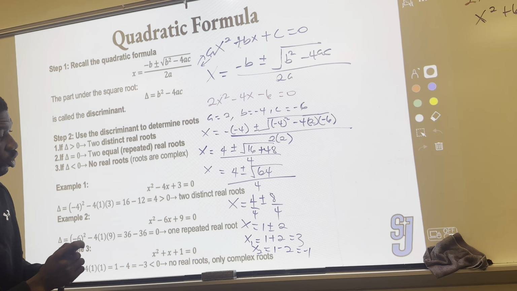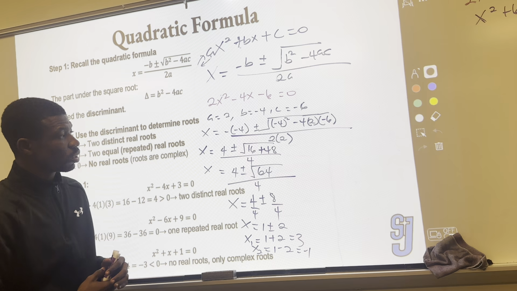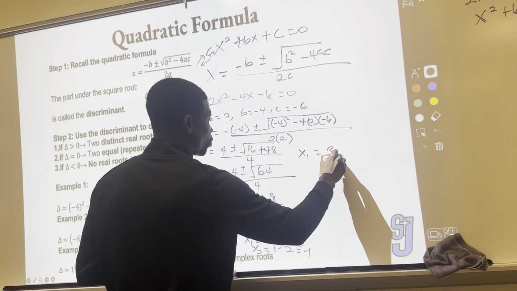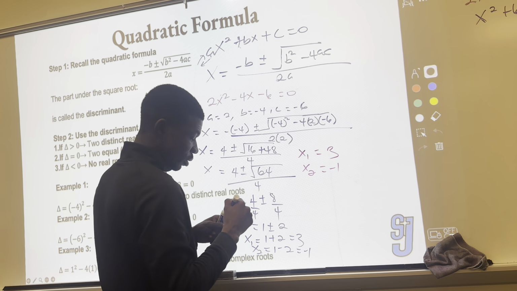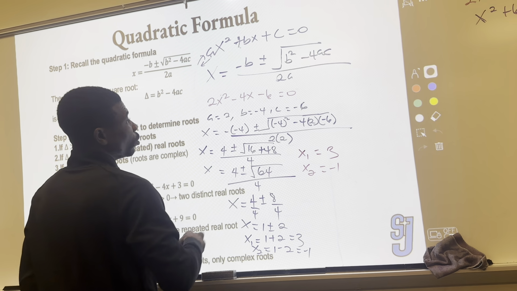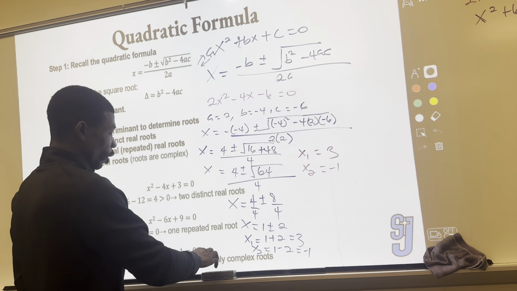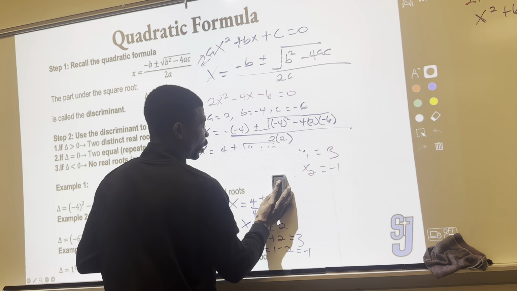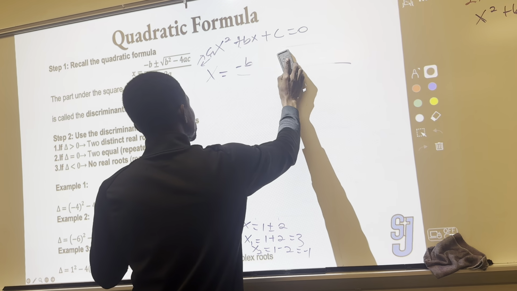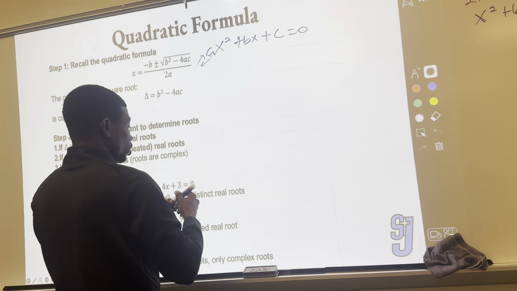If you check the first video, which was completing squares, you realize that these were the solutions that we have. X1 equals 3, x2 equals minus 1. Sounds good? Whatever we're doing, make sure that you follow everything and you'll be fine. So now let's speak about 2 more examples, then we can say that we're good.